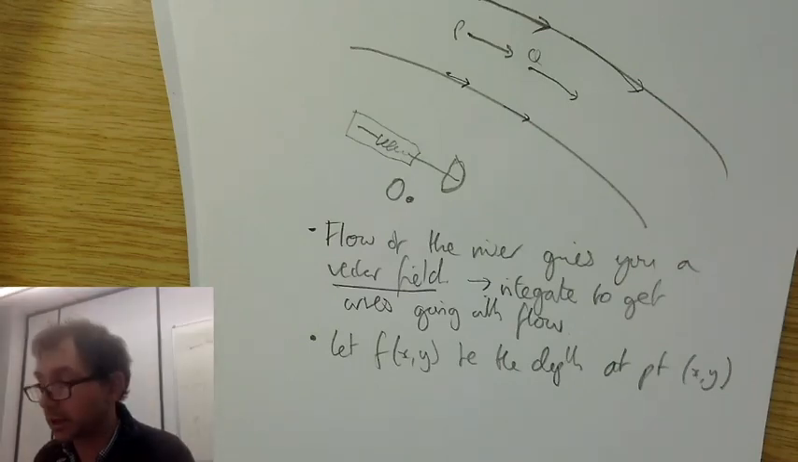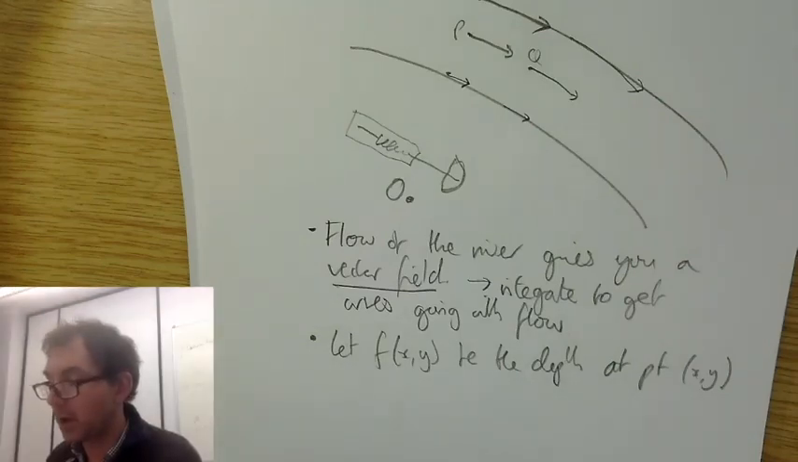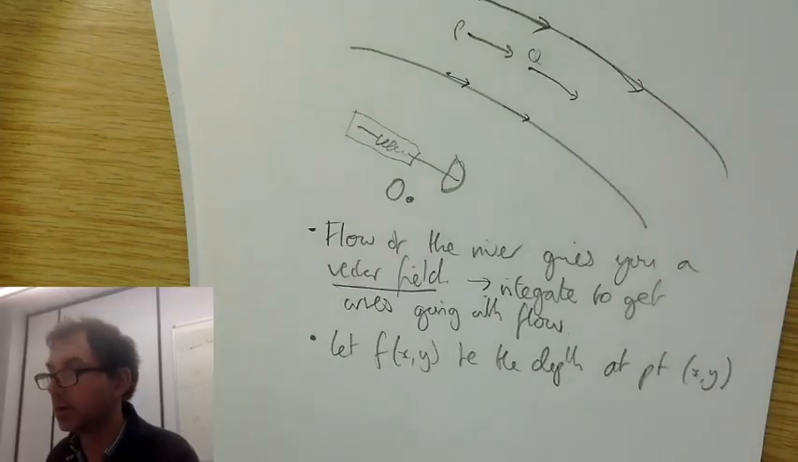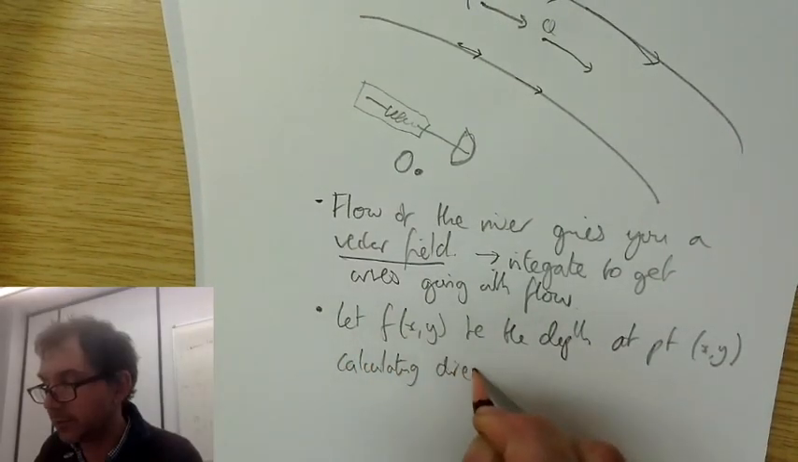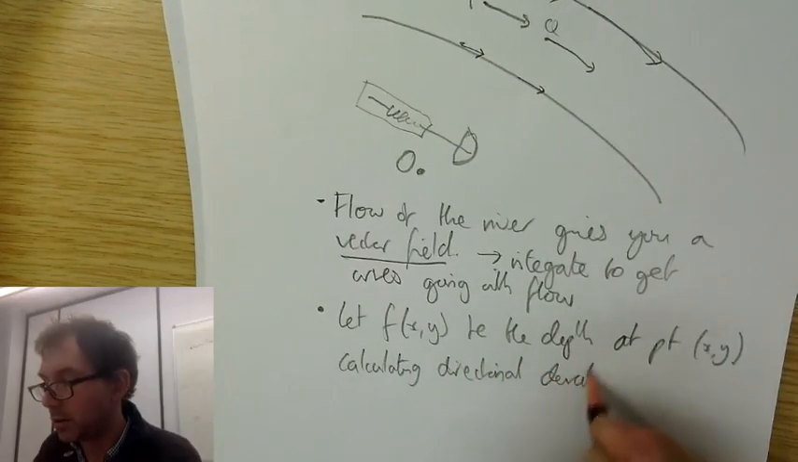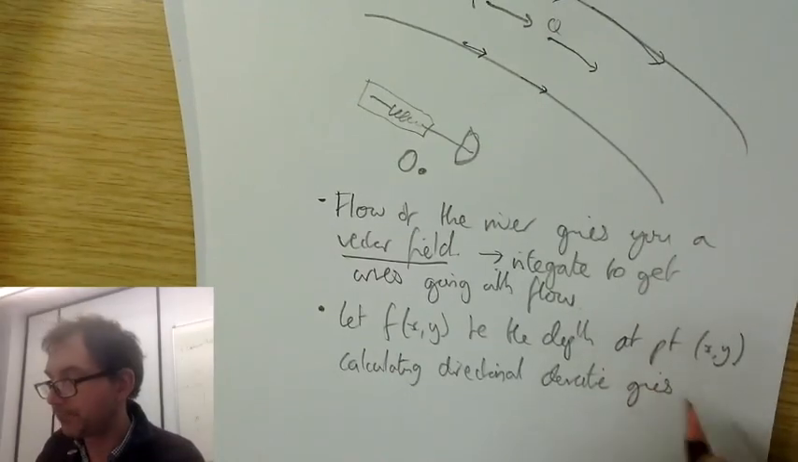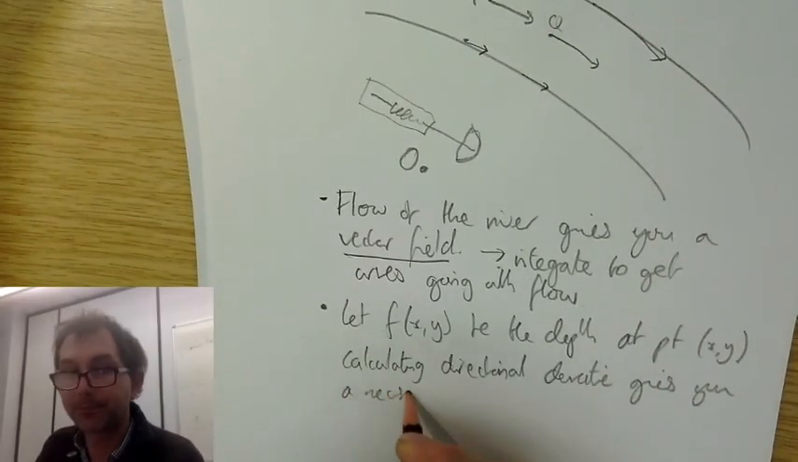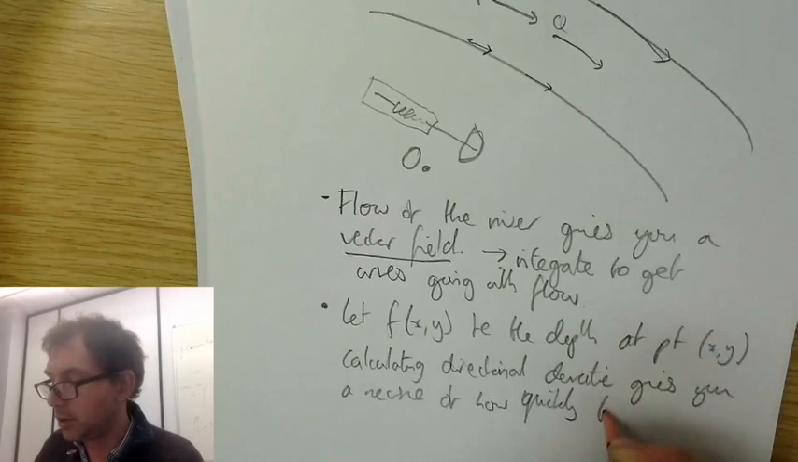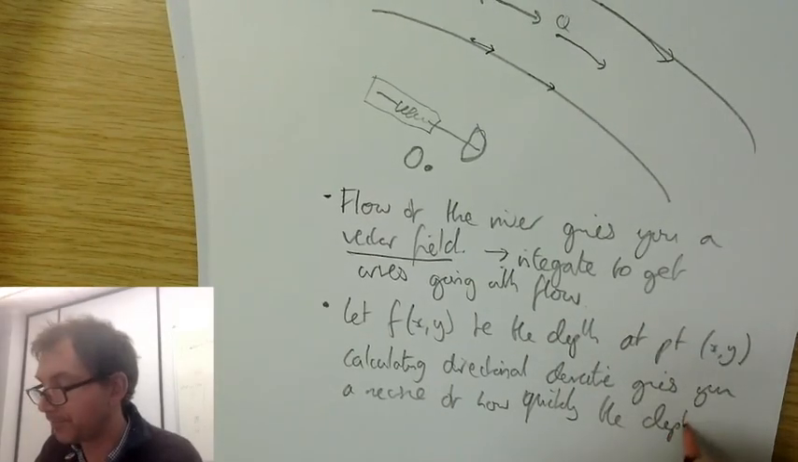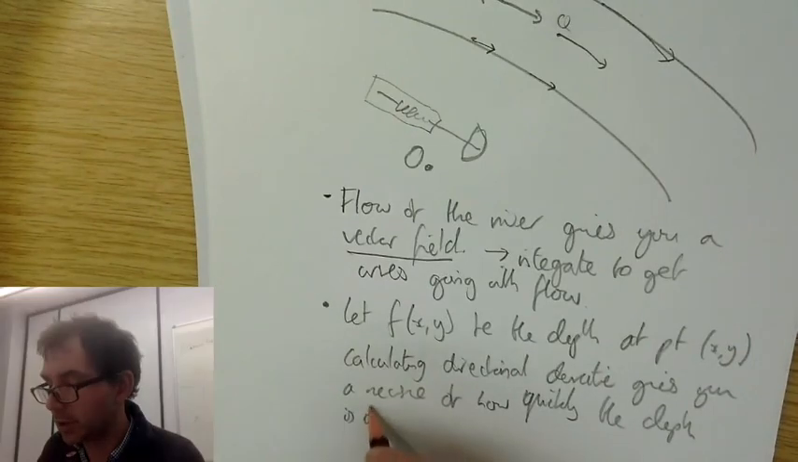Well, it might be a very interesting thing to know, for various reasons, how the depth of the river is changing at every point in the direction of the flow. So calculating the directional derivative gives you a measure of how quickly the quantity, in this case depth, is changing with the flow.